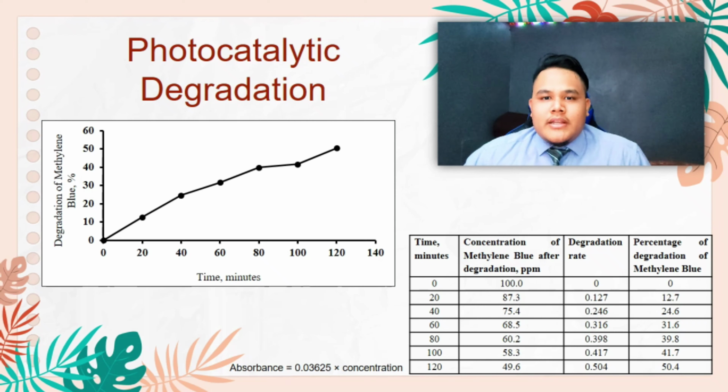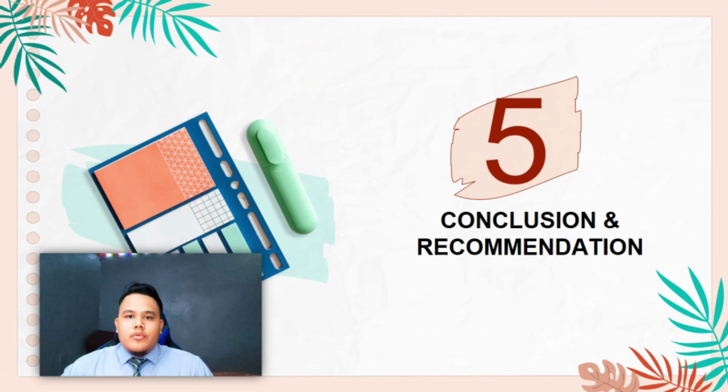Methylene blue as an organic pollutant has been successfully degraded by this perovskite oxide due to the presence of the CaCoO6 octahedron and the cobalt ion in the perovskite, which plays an important role in the photocatalytic degradation of methylene blue. We move to the last chapter, which is conclusion and recommendation.